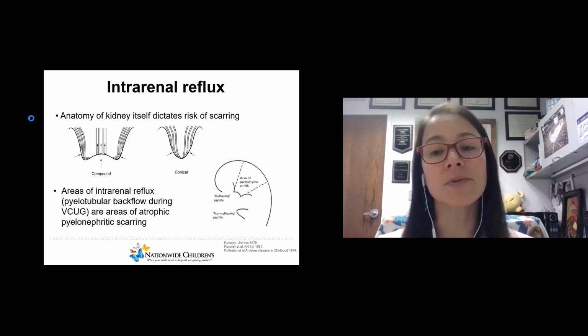That's in contrast to a convex papilla on the right, which has more of a cone-shaped surface, and the ducts are more obliquely entering at the surface, and thus they can close when you have backflow of urine, protecting the kidney.